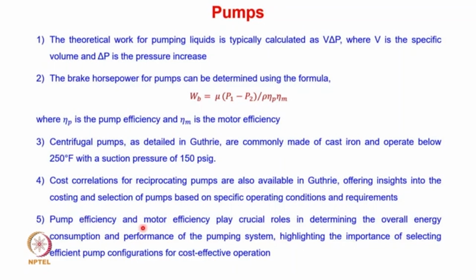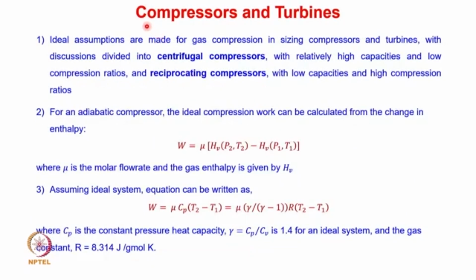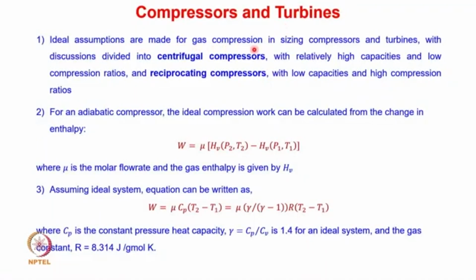Again, the pump efficiency and motor efficiency play crucial roles in determining the overall energy consumption and performance of the pumping system, highlighting the importance of selecting an efficient pump configuration for cost effective operation. Okay, so now let us extend our discussion to some other equipment like compressors and turbines. Ideal assumptions are made for gas compression in sizing the compressors and turbines. So we assume that the gas is ideal.